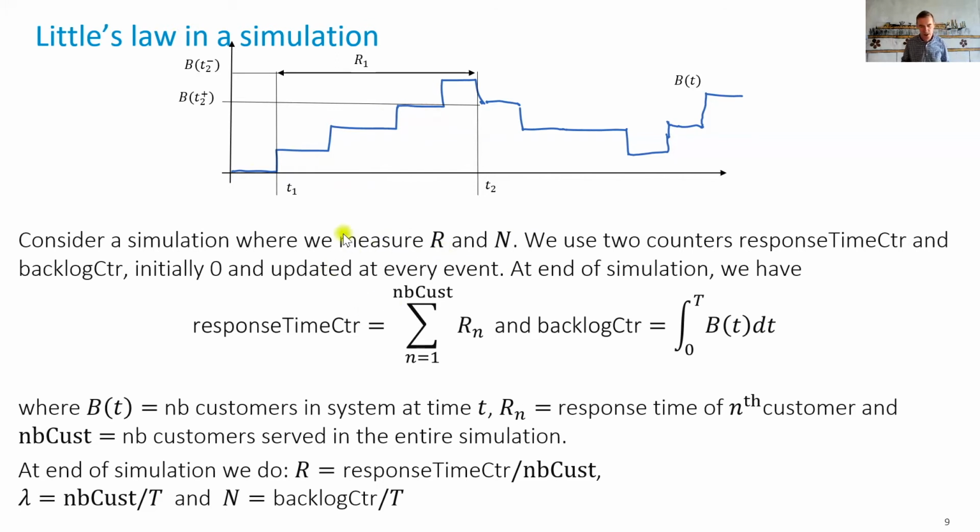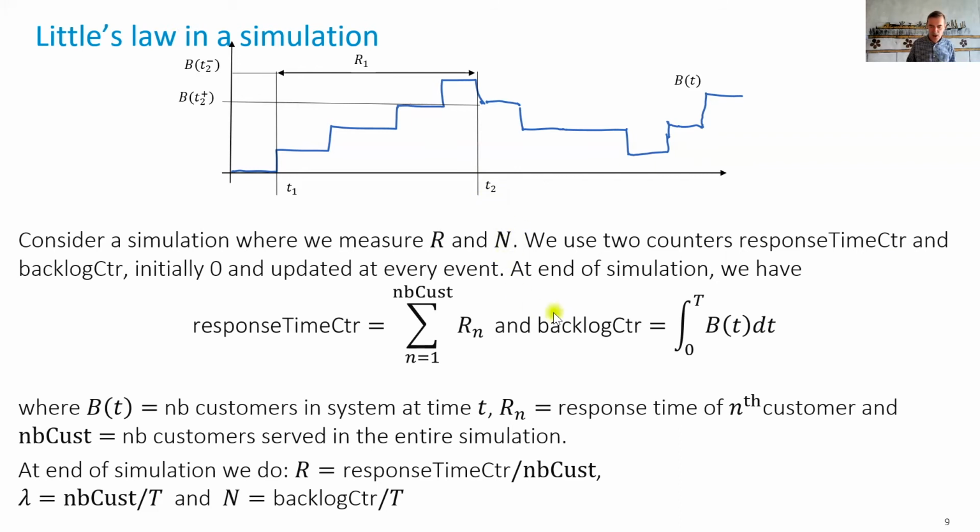So for such a simulation, it's quite natural to update the counter when there are events. So here I use two counters, one that I call a response time counter, which is the counter I use to accumulate the numbers that at the end will give me the average response time. This is the counter where I will accumulate all the time spent so far by all the customers who are in the system. And at the end of the simulation, I will divide this by the number of customers, NB cost, which is the total number of customers that have existed in my simulation. So this is how I will estimate R.